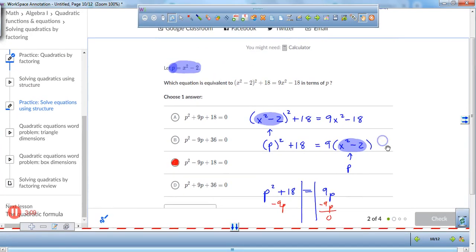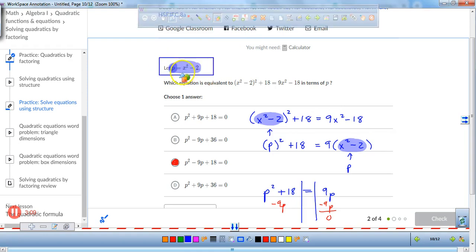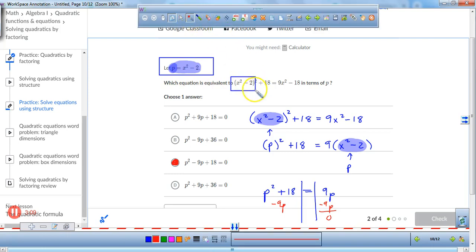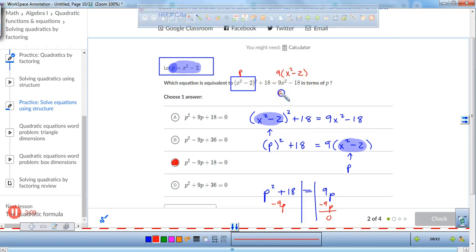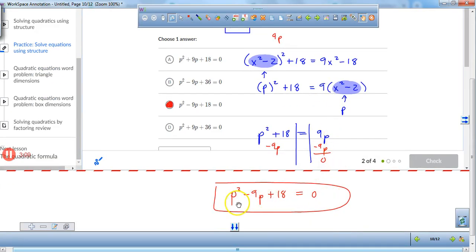What did we do to start out before you type that in and you're like, what the heck did he just do? The first thing I did was figure out that p was equal to x squared minus 2. So when I saw this right here, I was like, ooh, that is equal to p. The next thing I did was factor out a 9 and I got x squared minus 2. And so the next thing I did was I was like, ooh, that's also going to be equal to 9 times p. And then I just moved everything over to the left-hand side.